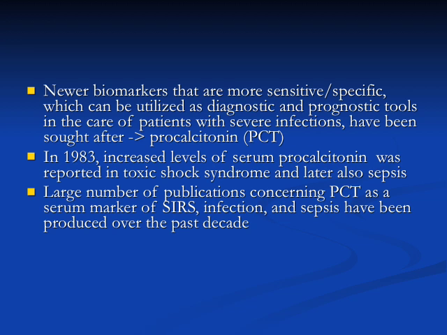So a little bit about the history. In 1983, this is when it was first noticed to have increased levels of serum procalcitonin in toxic shock syndrome. It was later also reported to have elevated levels in the setting of sepsis. Over the past decade, there's been a large number of publications concerning procalcitonin as a serum marker for SIRS, or systemic inflammatory response syndrome, infection, and sepsis.